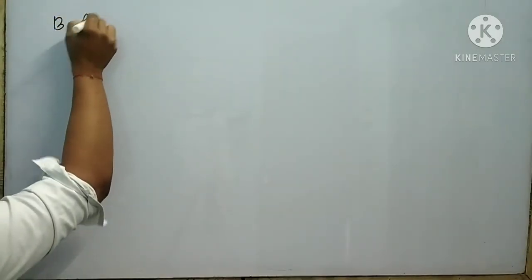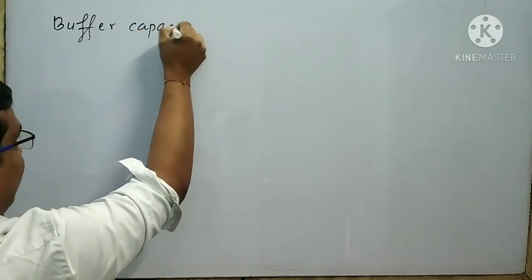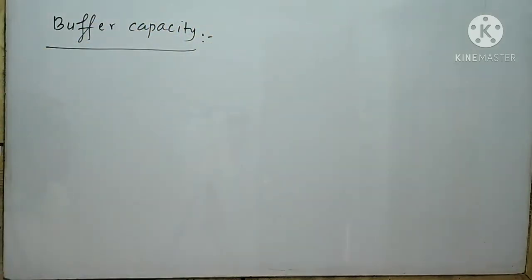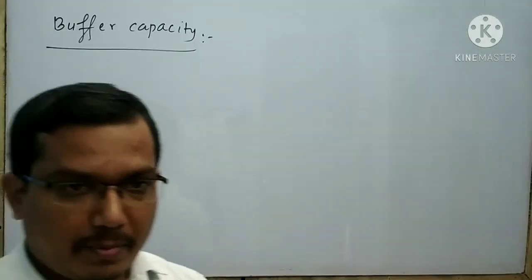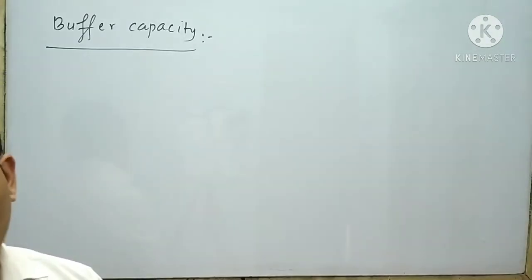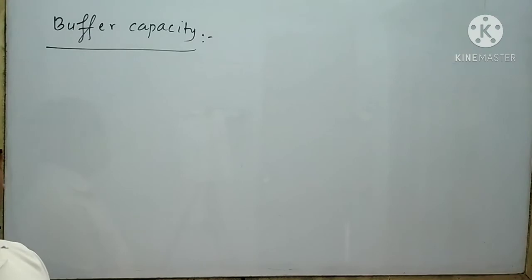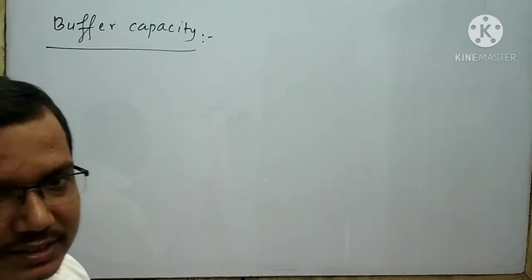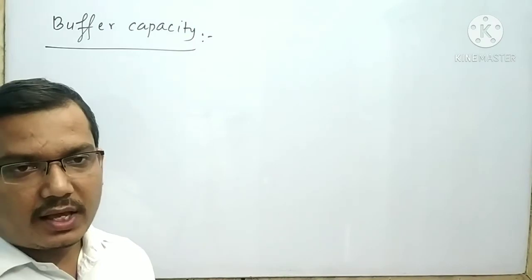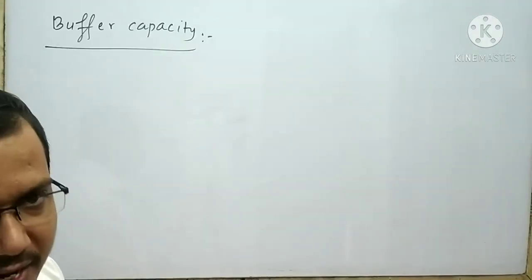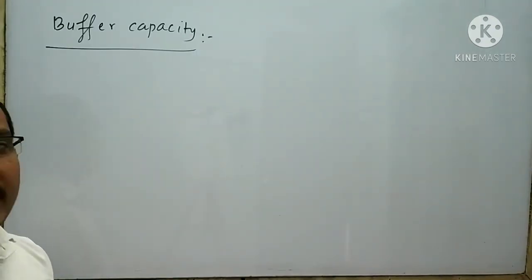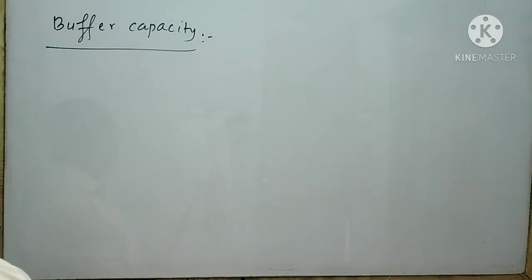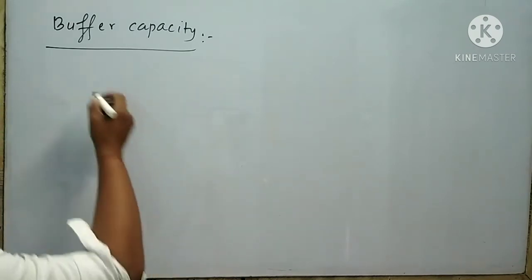Next, I want to explain buffer capacity. What is the meaning of buffer capacity? It is defined as the amount of the acid or base which, when added to 1 liter of the given buffer solution, changes its pH by one unit. Again, I will repeat. It is defined as the amount of the acid or base which, when added to 1 liter of the given buffer solution, changes its pH by one unit.